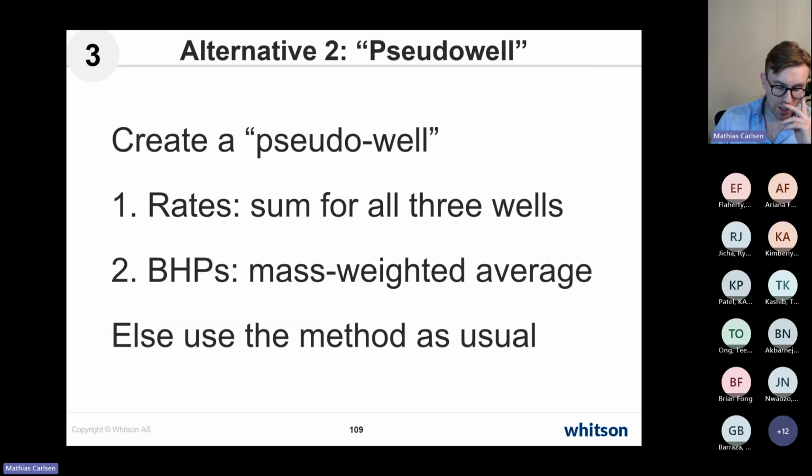An alternative way of doing it would be to create a pseudo well. You would take all the rates and add them together into a super well, and then mass-weight average the bottom-hole pressures. So you take the bottom-hole pressures over time for all the wells and weight them by mass. The benefit is that you can reduce some noise and get a clear reservoir signal. Except for that, everything else in the method is exactly the same.